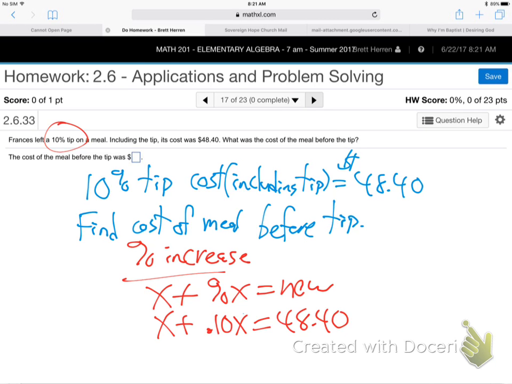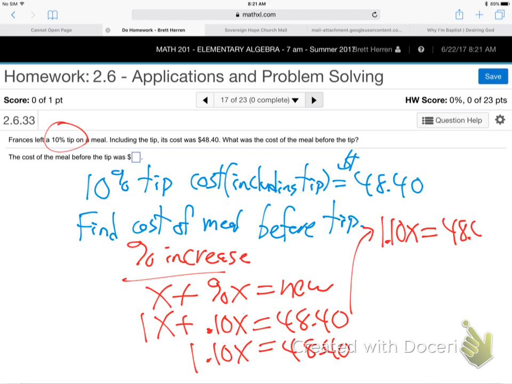All right, and then how do we solve that from there? What's in front of this X is a 1. Add those together. 1.10x is 48.40. Last step to solve for x: divide by 1.10. X equals, I don't know, 41? 44. Must have been $44 before the tip.